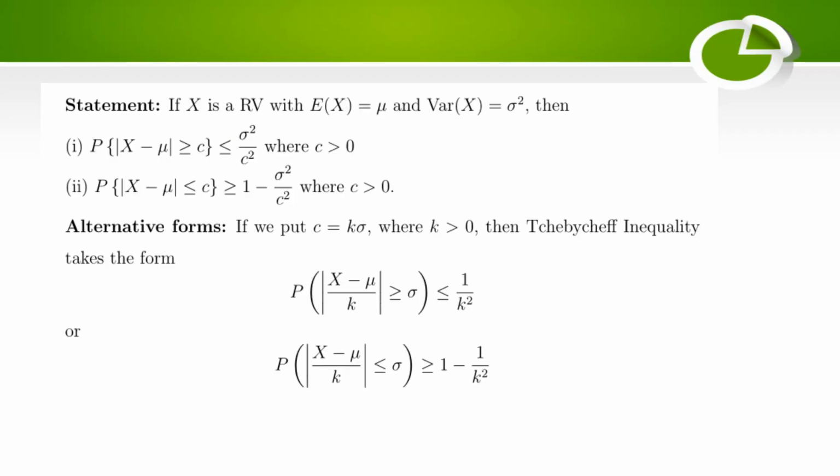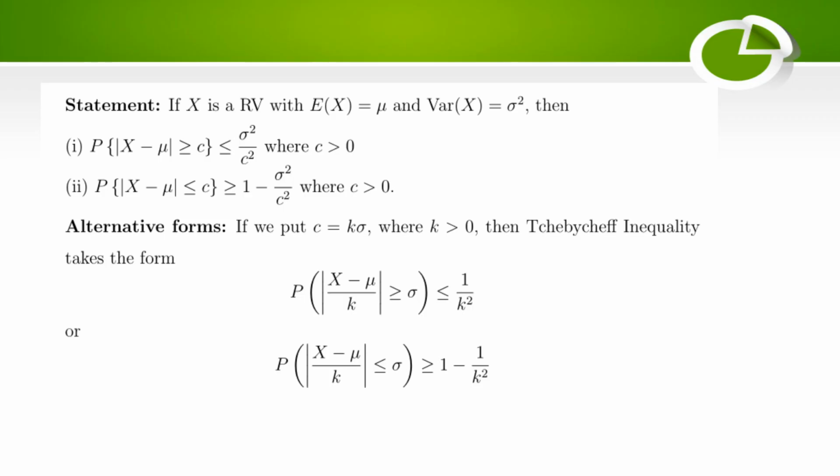Statement: if x is a random variable with E of x equal to mu and variance of x equal to sigma square, then 1. P of modulus x minus mu greater than or equal to c is less than or equal to sigma square by c square, for any c greater than 0. 2. P of modulus x minus mu less than or equal to c is greater than or equal to 1 minus sigma square by c square, for any c greater than 0.